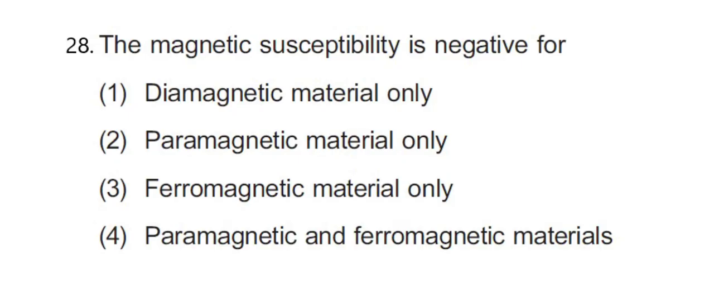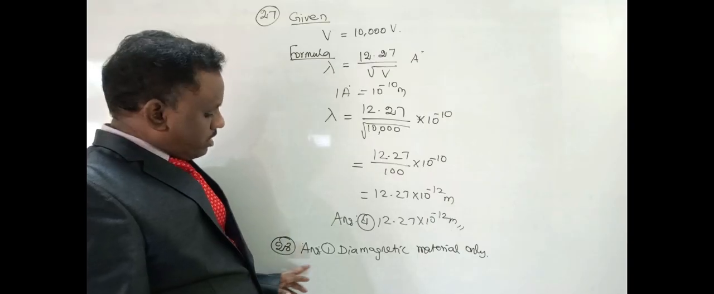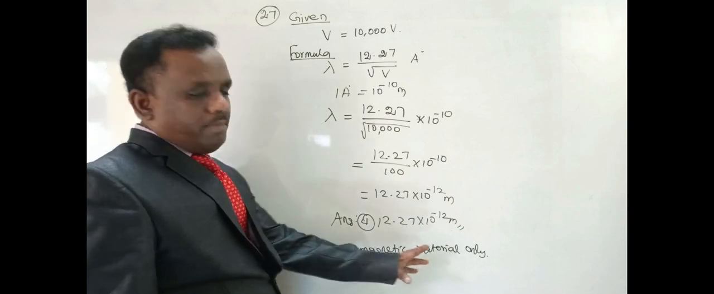Question number 28. The magnetic susceptibility is negative for option 1 diamagnetic material only, option 2 paramagnetic material only, option 3 ferromagnetic material only, option 4 paramagnetic and ferromagnetic materials. For 28th question, correct answer option 1, diamagnetic material only.